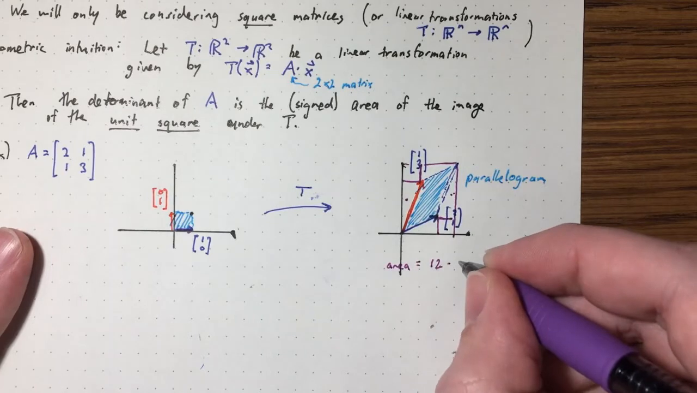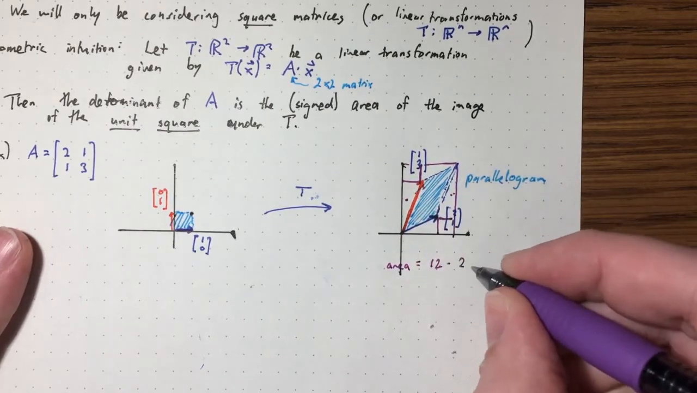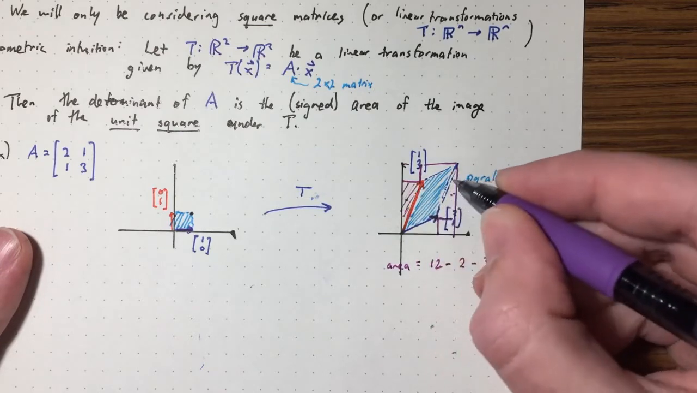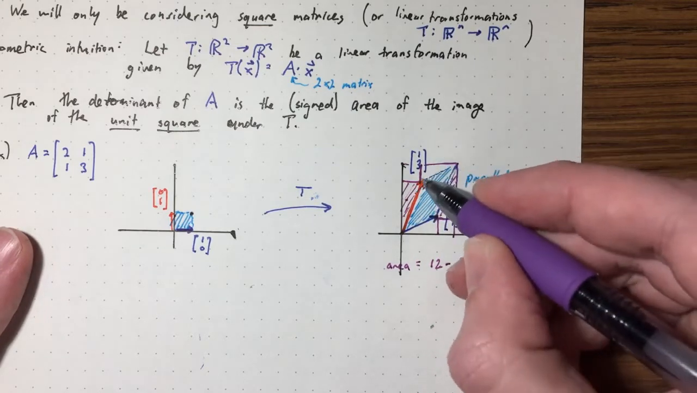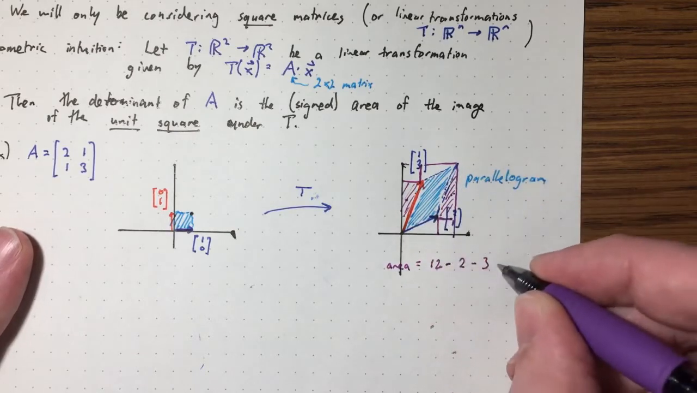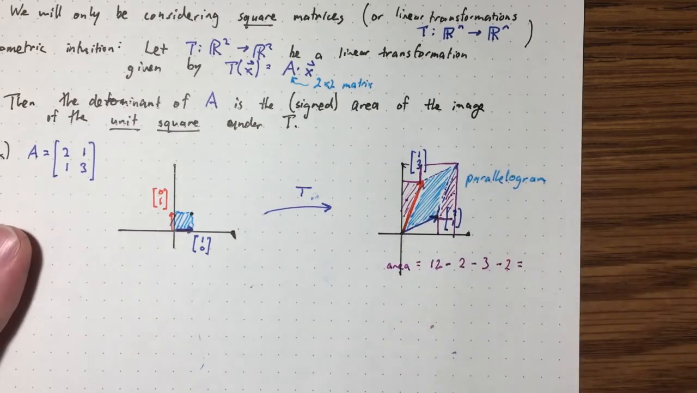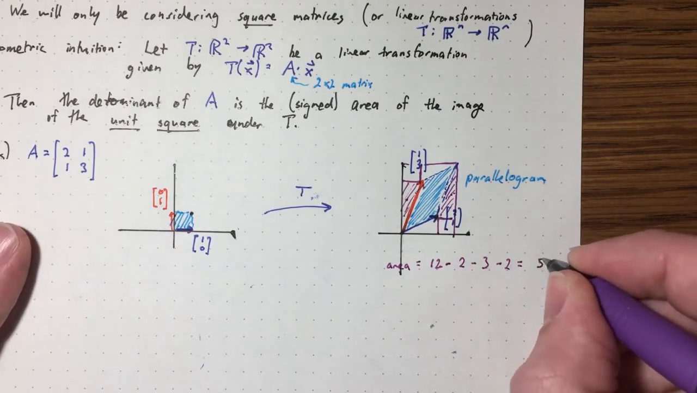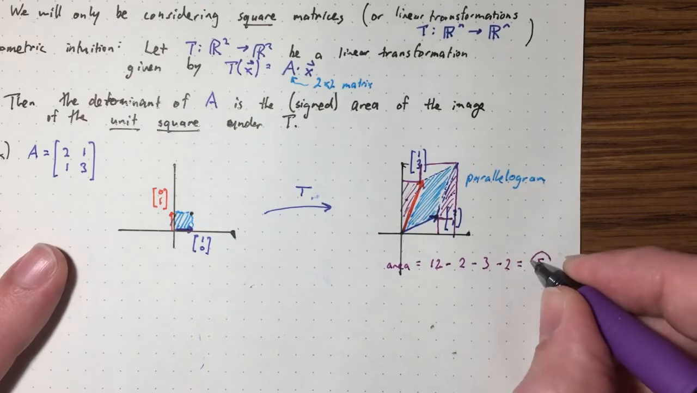So I need to subtract off those 2 squares, and I'll subtract off the 1 by 3 rectangle from these two. And then I see a triangle there, a triangle here. If I fit these two together, I get a 2 by 1 rectangle, so I'll subtract that off also. So what do we get? 12 minus 2 is 10, minus 3 is 7, minus 2 is 5. Okay, so 5 is my determinant.